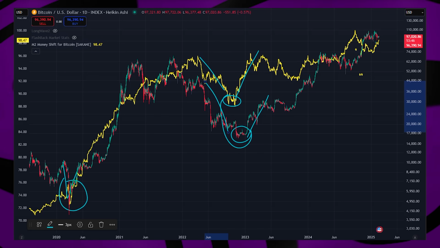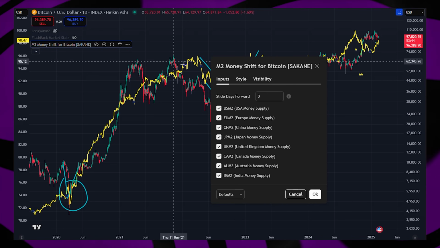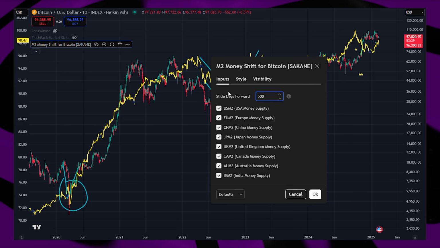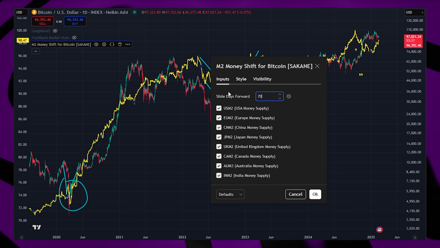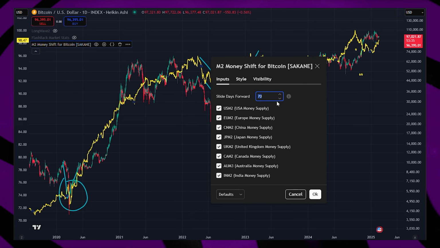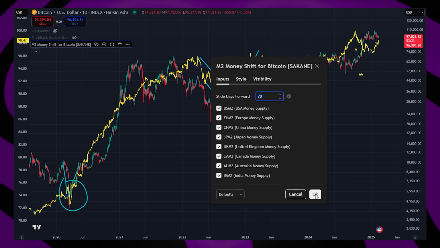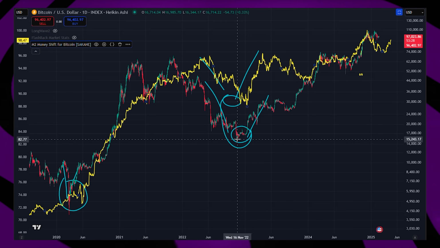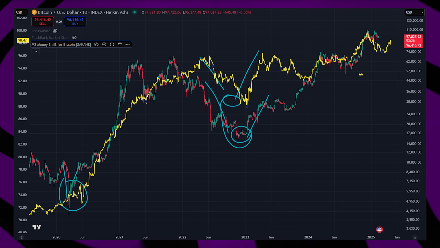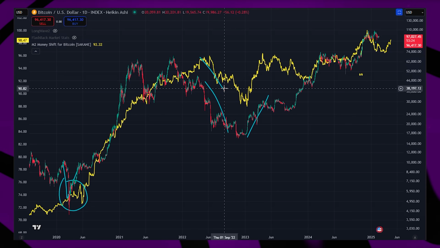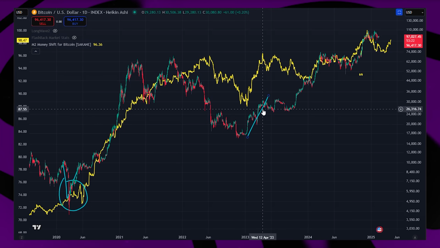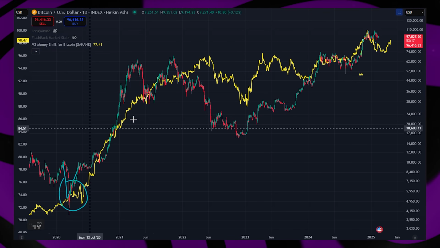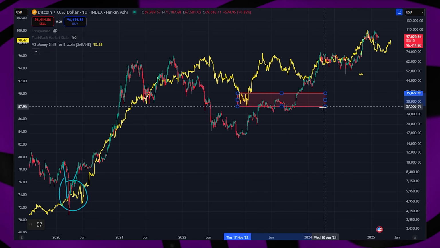One of the most useful features of this indicator is the slide days forward setting, which lets you shift M2 data by up to 500 days to compare different timeframes and find the most reliable correlations. Since the impact of M2 on Bitcoin isn't immediate, sliding the data forward can help reveal patterns that might not be obvious at first glance. A common approach is to test different forward shifts, usually around the 70-day mark, to see how well past liquidity cycles align with Bitcoin's price action.